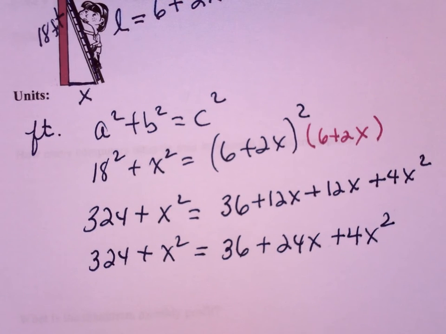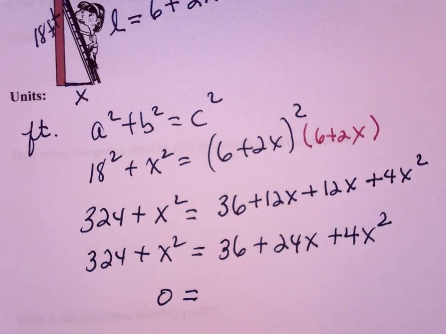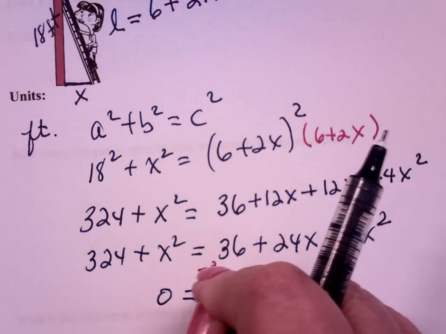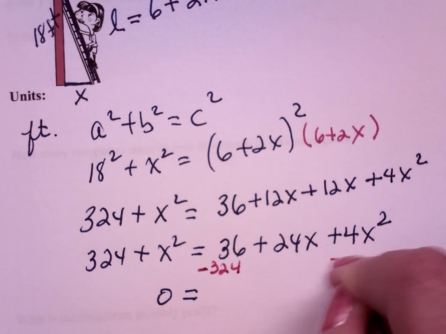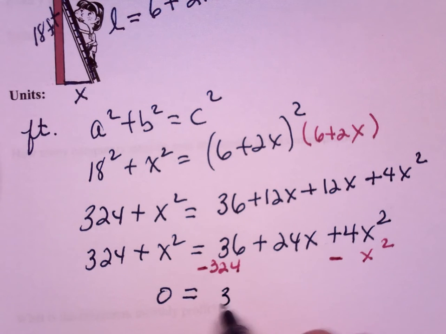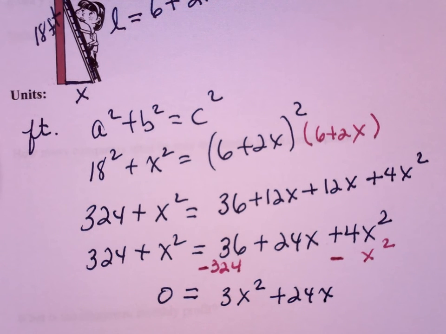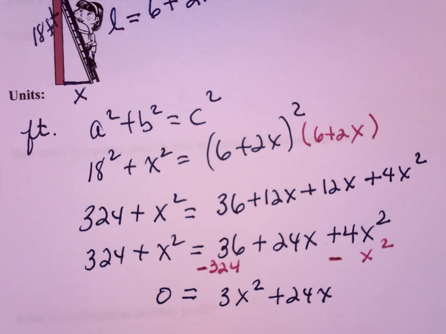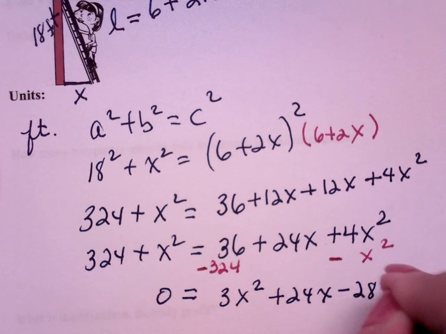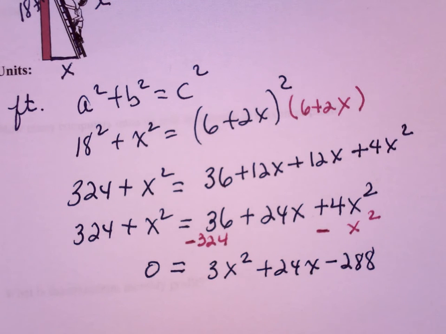Now I'm going to move everything to the right-hand side, so I have a leading coefficient that's positive. So 0 equals, I'm going to subtract 324, and I'm going to subtract x squared. So this becomes 3x squared plus 24x, and then 36 minus 324 is minus 288. Now we can do the quadratic formula on it.